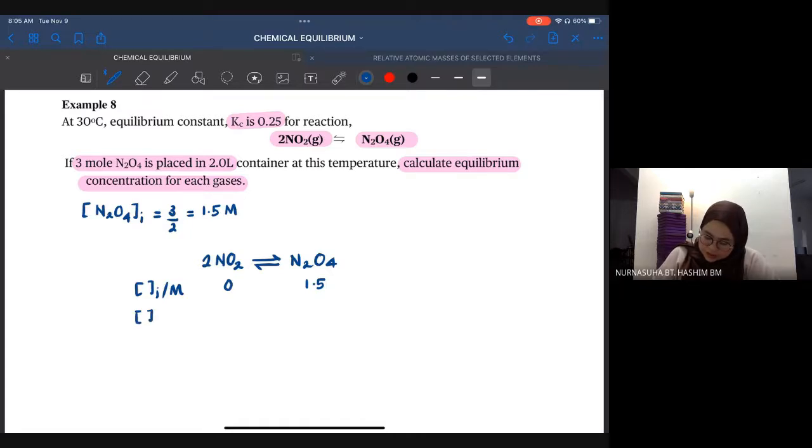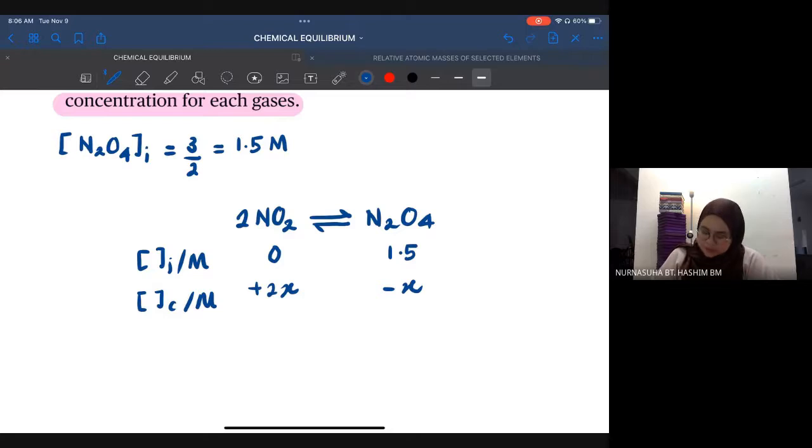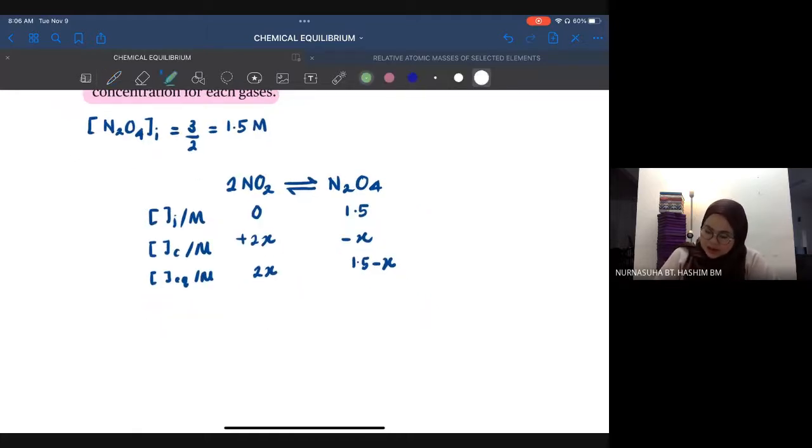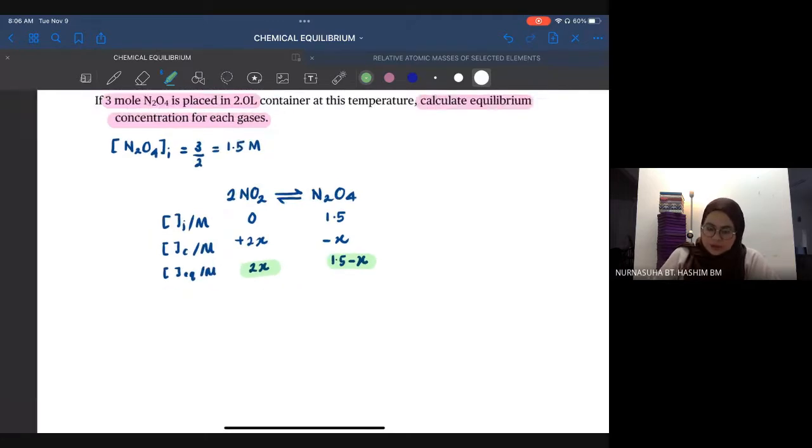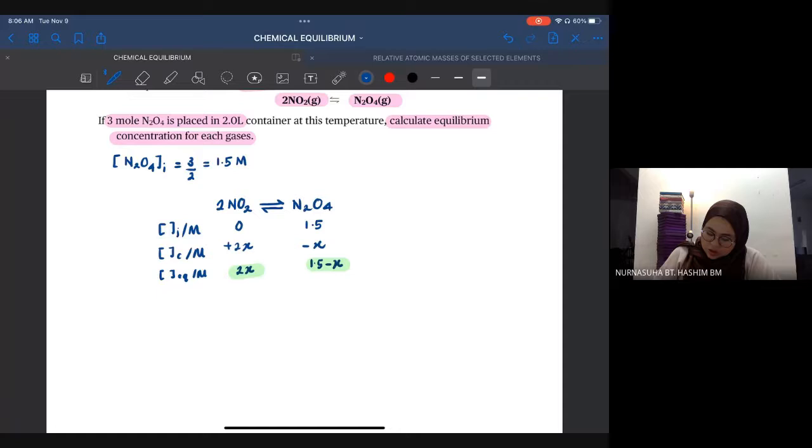As reaction proceed, yang ini akan berkurang, yang ini akan bertambah. Yang ini you kena follow the stoichiometry of the equation. At equilibrium, you just add all of them together. So apa yang awak nak cari adalah these two value, yang Madam highlightkan lah. Sebab tu dia bagi Kc untuk awak.